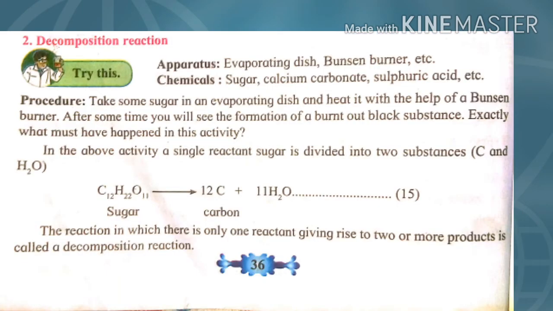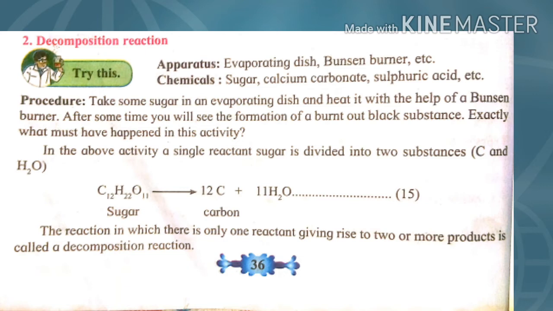Okay, now we discuss the second chemical reaction, decomposition reaction. The definition of decomposition reaction is: the chemical reaction in which two or more products are formed from a single reactant is called decomposition reaction. Now we discuss different examples of it.